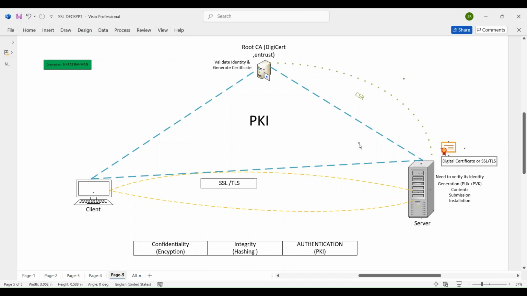Okay, and how we request the digital certificate from the root CA, that is called the CSR, certificate signing request. Once the request is done, validation is done, and the certificate is generated, signed by the private key of the root CA, then it will come to the server.